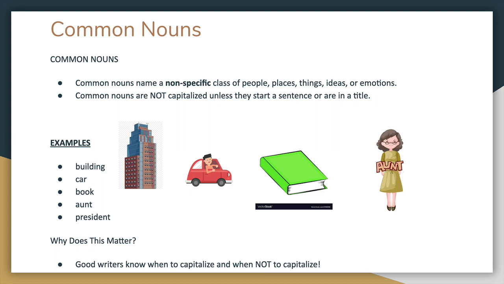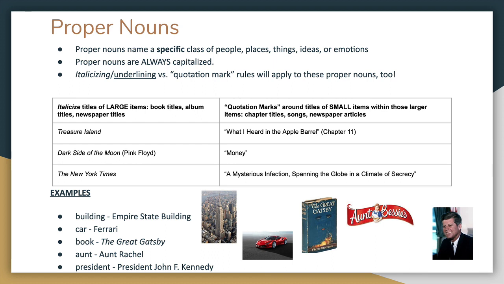Here are some examples of some common nouns: a building, a car, a book, an aunt, or a president. Now, why does this matter? Because good writers know when to capitalize and when not to capitalize. So be careful about what kind of noun you are using and whether or not you will need to capitalize it as a writer. All right, let's juxtapose that with proper nouns.